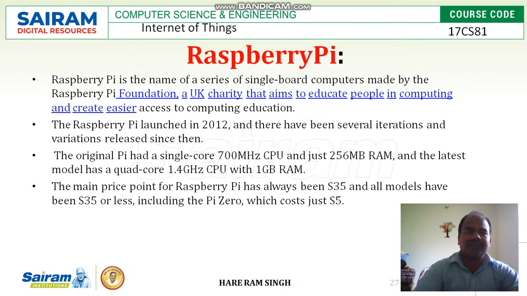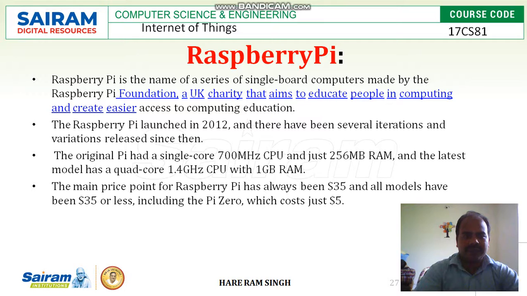So let us understand what is Raspberry Pi. Raspberry Pi, it is a small computer. It is a smart card type of computer which works with specific functions. So let us go line by line. Raspberry Pi is the name of a series of single board computers made by the Raspberry Pi Foundation, a UK charity that aims to educate people in computing and create easier access to computing education. It is an effort to make a computer very cheap.